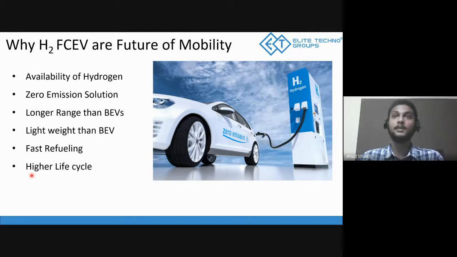And their life cycle is also much higher than lithium ion cells. Lithium ion cells die and get disintegrated within 3 to 4 years, so they don't have quite a long life. But a hydrogen fuel cell can be used for 8 to 10 years if you maintain it properly. So these are the key reasons that we can consider fuel cell electric vehicles as the future of mobility.